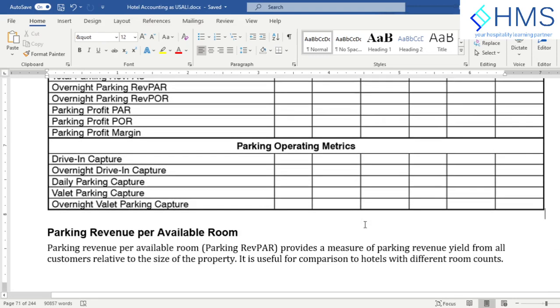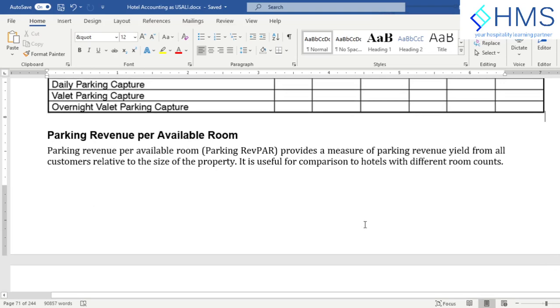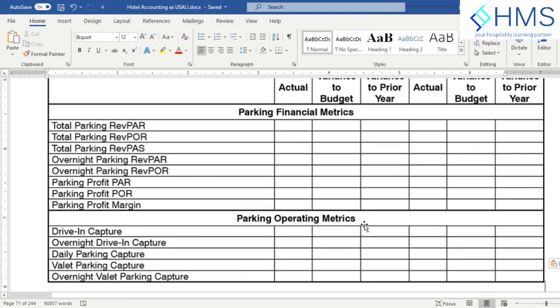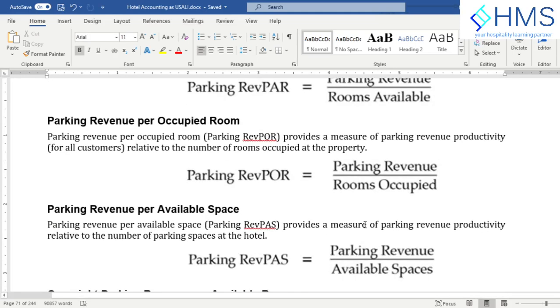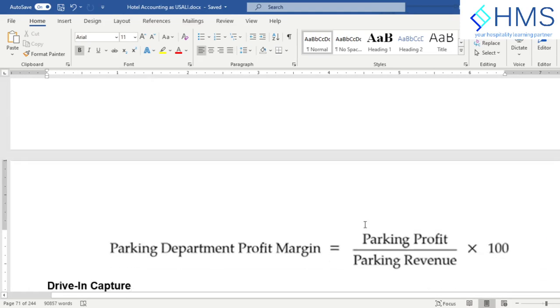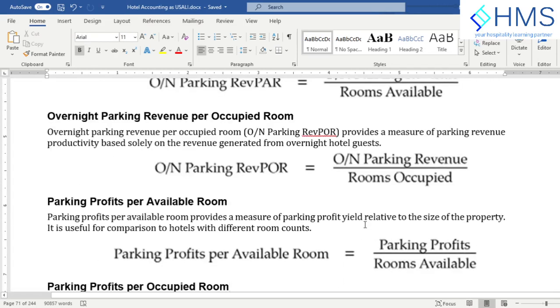Then you have parking metrics, which are very simple. It is how much is overnight parking per available space, then revenue per occupied and per available square feet, overnight parking, and then the parking profit. And then you have the drive-in capture ratio: were they overnight stay guests, or daily parking, or valet parking, so that you can understand how the parking is being organized and where the parking revenue is coming from. So these are the general operating metrics.